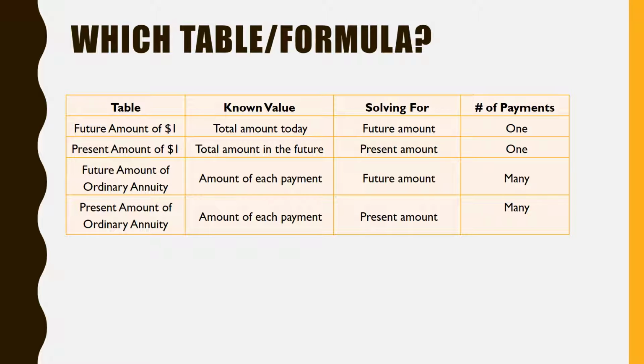The dilemma is always, which table do you use for which formula? And this really puts it all in one place. The name of the table tells you what you're solving for. So the future tables tell you what the future amount is. So that's what you're solving for. For the single sums, you'll either know the amount today or the amount in the future. For the annuities, all you ever know is the amount of the payment. Annuities always have many payments. The lump sums always are one sum.